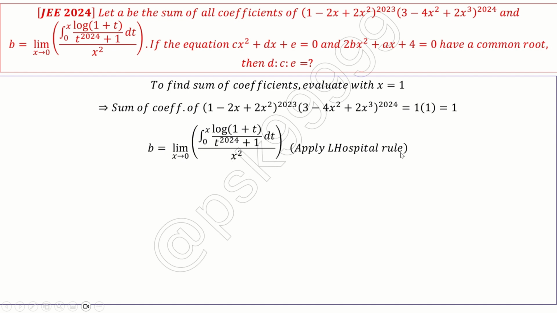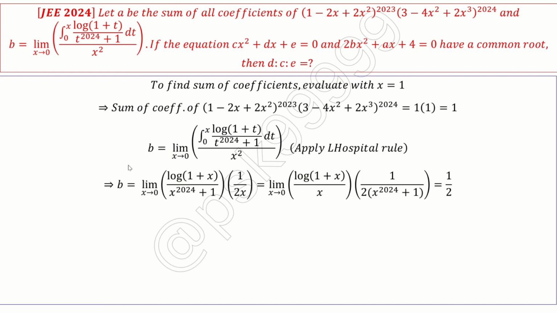Okay, so now we can apply L'Hospital rule. That means differentiate numerator and denominator. Okay, so if I differentiate the denominator, x squared will become 2x, and the numerator integration will go off.